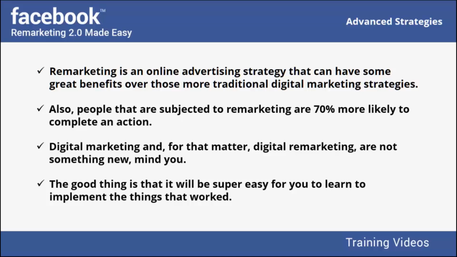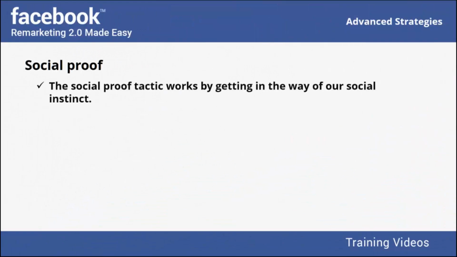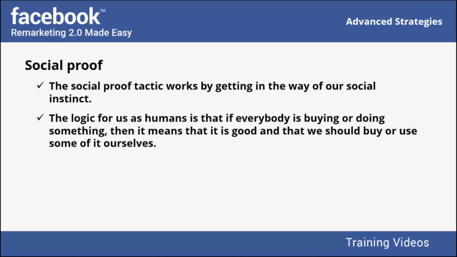We want you to go bigger and bigger. So we have collected the best proven old school marketing tactics that you can start using right now. Social proof. The social proof tactic works by getting in the way of our social instinct. The logic for us as humans is that if everybody is buying or doing something, then it means that is good, and that we should buy or use some of it ourselves.